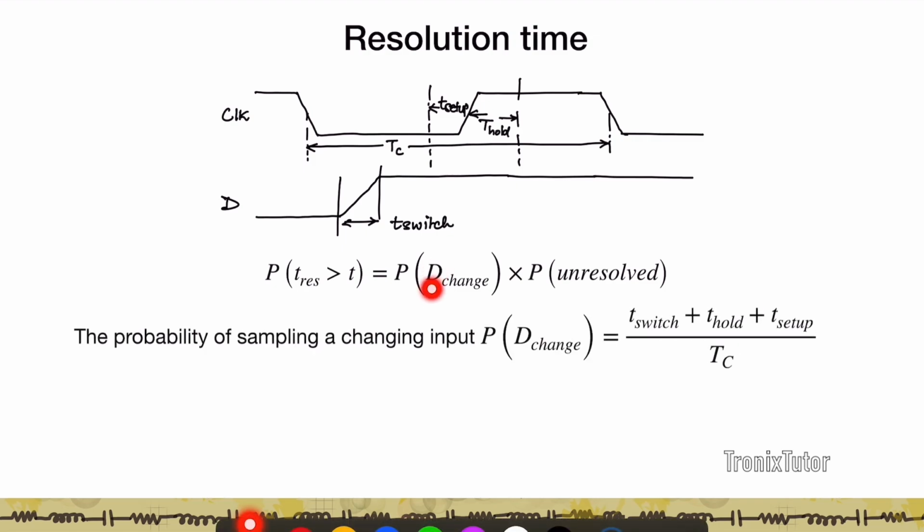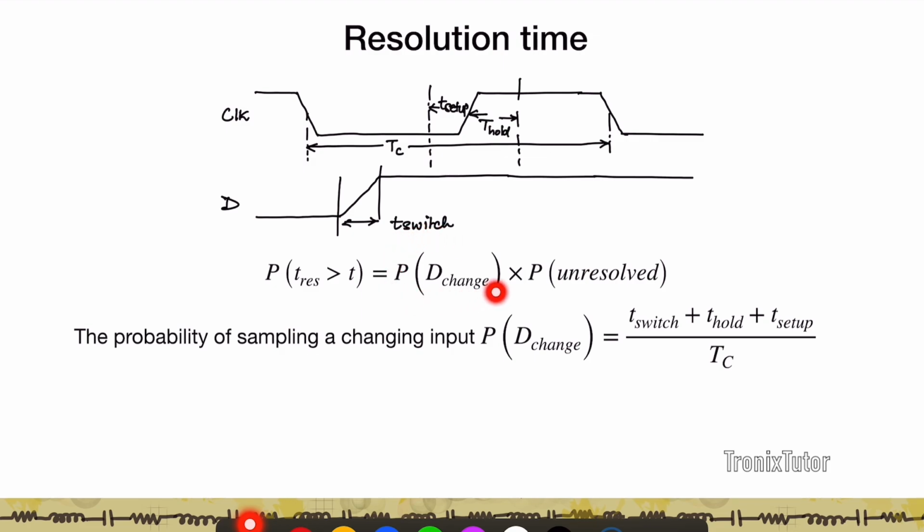Now, the simple thing is the first part. The probability that D changes within the aperture, remember the aperture is part of the total clock period, and since I've assigned a specific time for this D rise, I can talk about the probability that the change occurs during that aperture as T switch plus hold plus setup by TC. Now if T switch is 0, this would have just been the width of the aperture by the total time period of the clock. Remember, this is a flip-flop, so it's going to happen only around one of the rising edges of the clock. So this is the probability that the input changes in such a way that it causes metastability at the output.